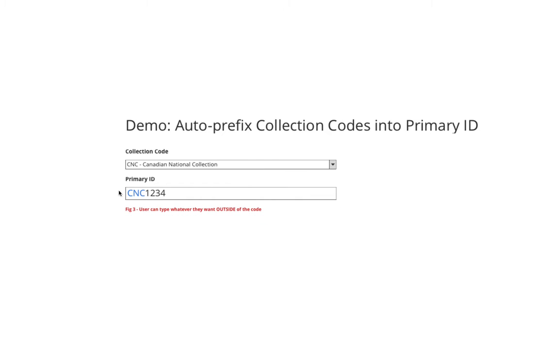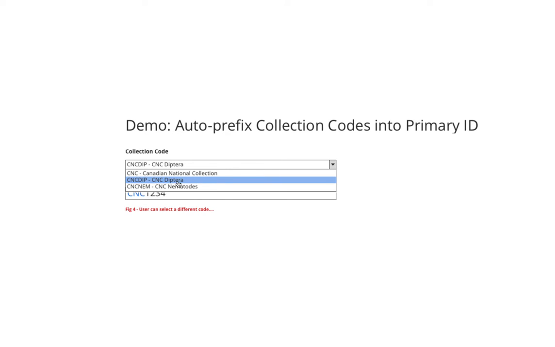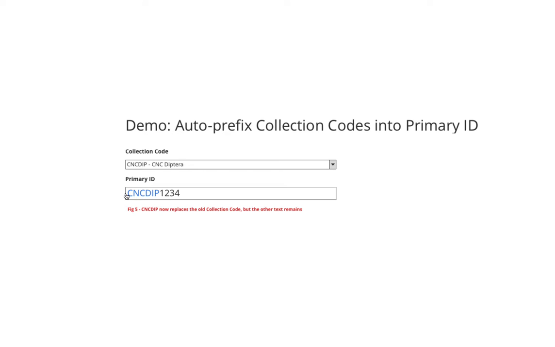If I go ahead and type the number there, you can see it's keeping that representation intact. I can change that representation by picking a different collection code. And because I didn't break the representation, it just knows to replace it. Now, here is pretty much what everybody's going to encounter.